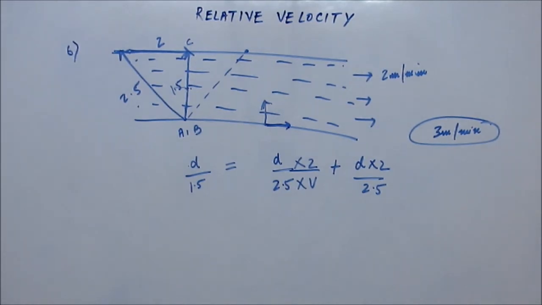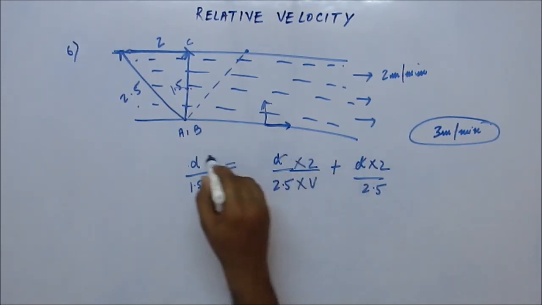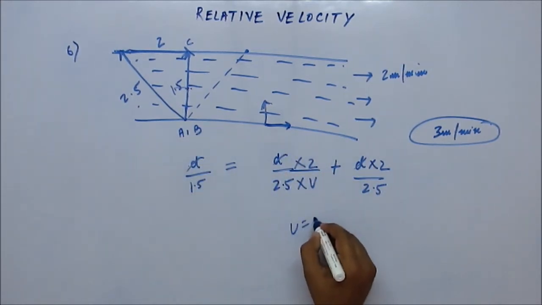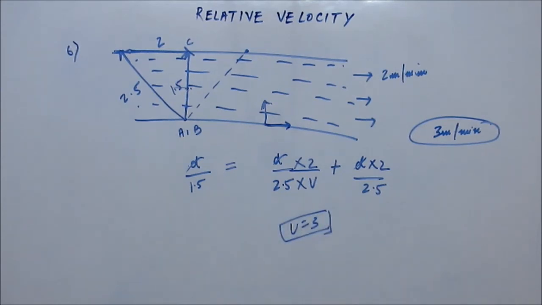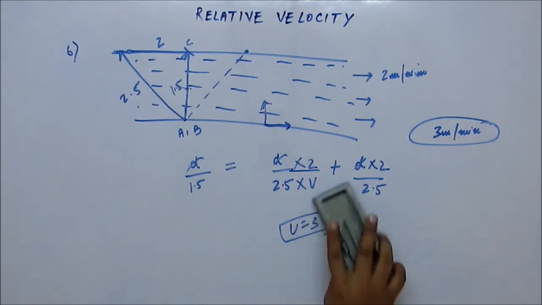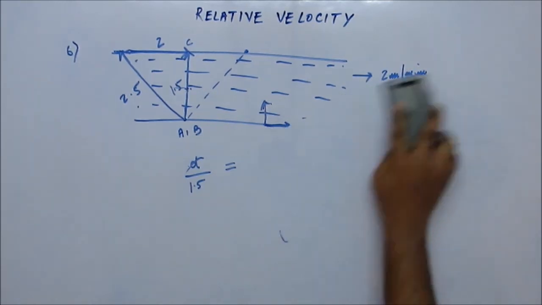Fine. If you work this out, d will be cancelled here, and you will get v equal to 3. Pretty simple. Fine. Okay, we'll solve one last problem in this section.